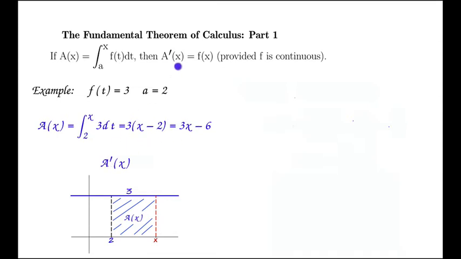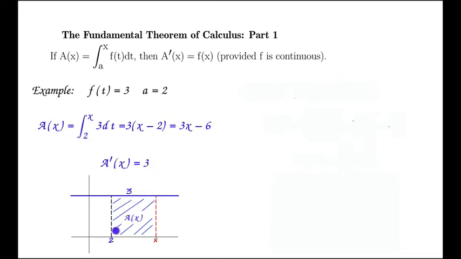Now what happens when we take the derivative of 3x minus 6? Well, taking the derivative of 3x minus 6 is easy. The derivative of 3x is just 3. The derivative of 6 is 0. So we get back 3. That's what we started with. That's what the first part of the fundamental theorem of calculus is telling us.